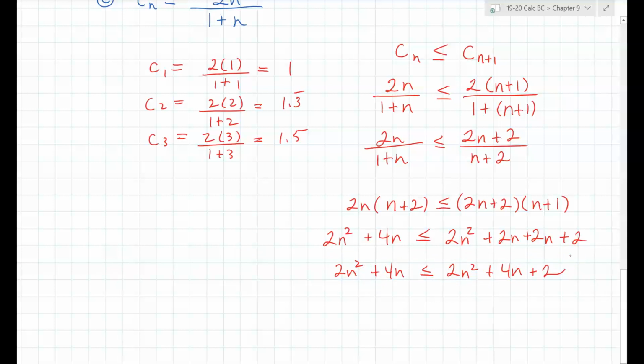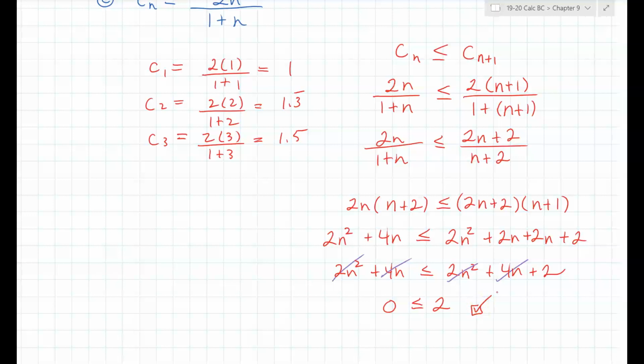What can I do with the 2n squared and the 4n? I can combine them, but when I do, what happens to them? Yeah, they disappear. All this goes away. So I get 0 is less than or equal to 2. True statement? Yeah. So that means that my proof is correct.